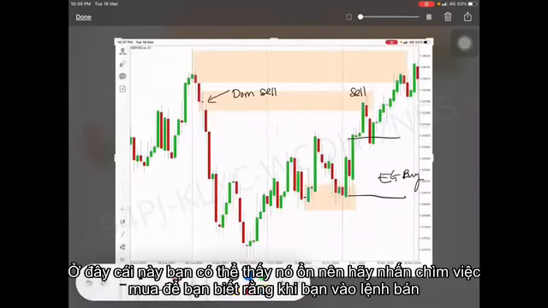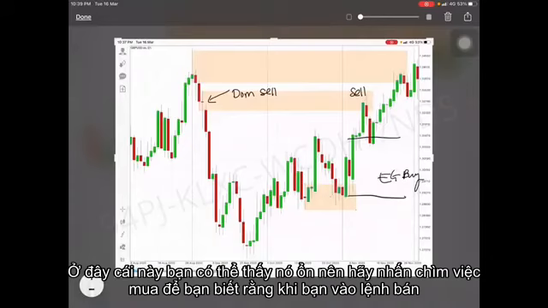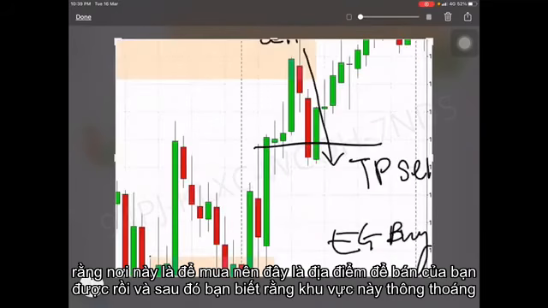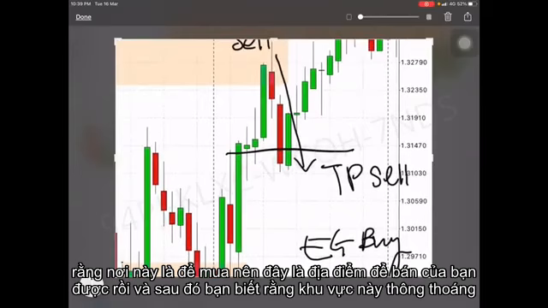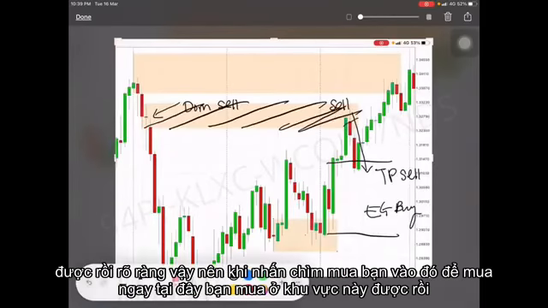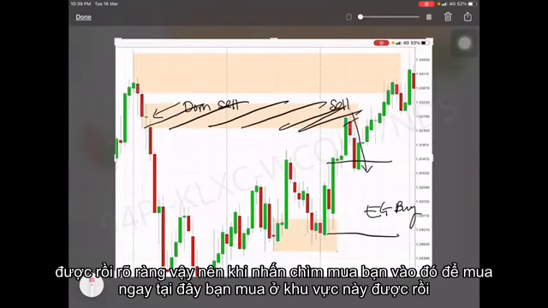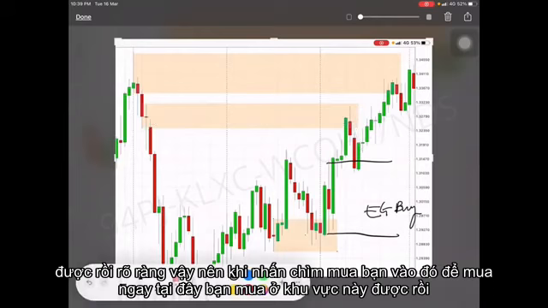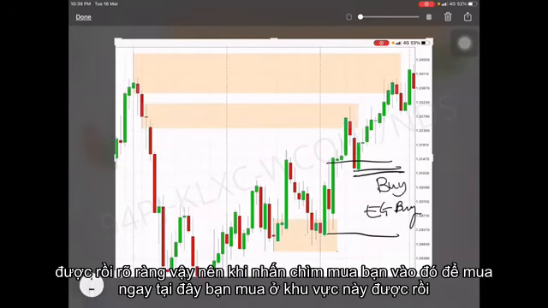Okay, so engulfing buy. So you know that when you entry for sell, that this place is for buy. So this is your TP for sell. Okay? And then you know that this zone is clear. Cleared. So on the engulfing buy, you enter it for buy right here. You buy on this area.